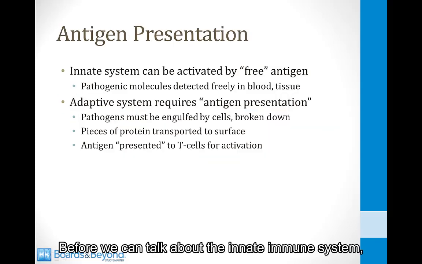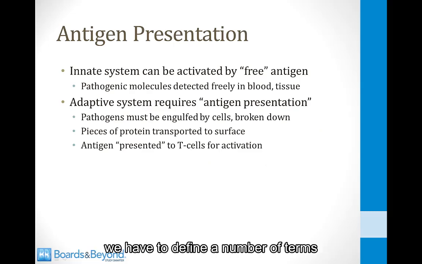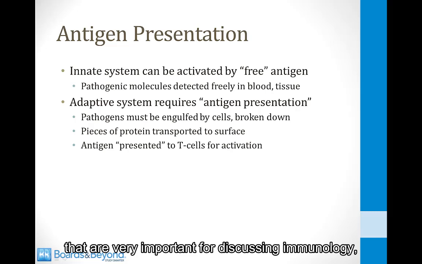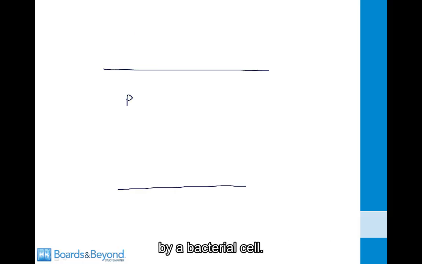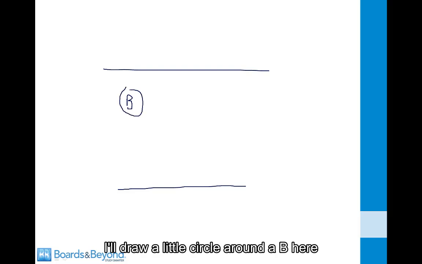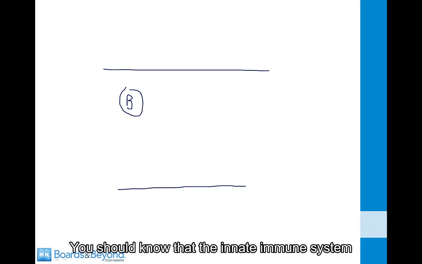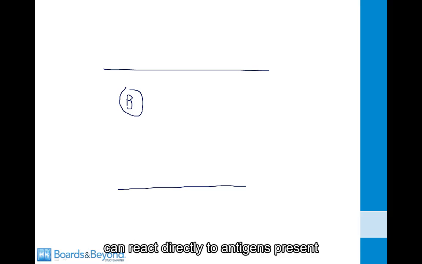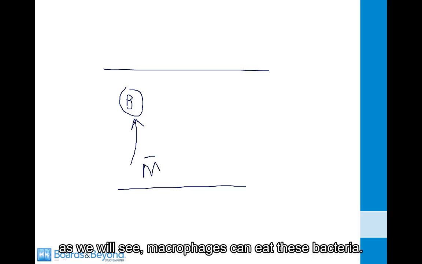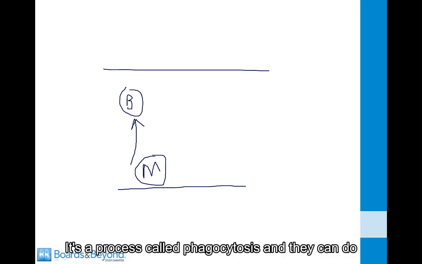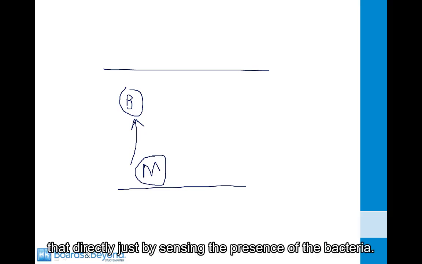Before we can talk about the innate immune system, we have to define a number of terms that are very important for discussing immunology. And the first term is that of antigen presentation. So I want you to imagine that we have some tissue in the body here, and it has been infected by a bacterial cell. I'll draw a little circle around a B here for the bacterial cell. You should know that the innate immune system can react directly to antigens present on the bacterial cells. So for example, as we will see, macrophages can eat these bacteria. It's a process called phagocytosis, and they can do that directly just by sensing the presence of the bacteria.